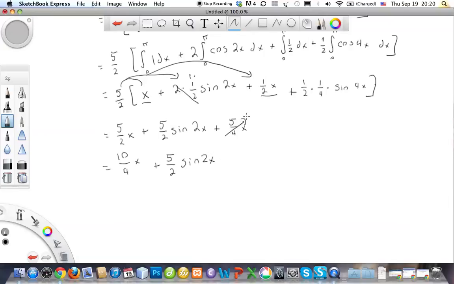Sorry. Okay, I already removed that. I just combined the 5/2 and 5/4 x, bring them down here. Okay, so plus 1/8 the sine of 4x. Okay, and we want all of this evaluated, remember, from 0 to pi.